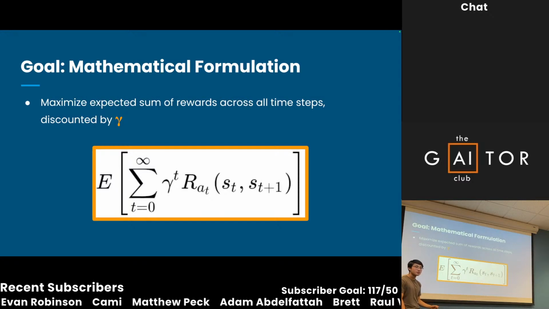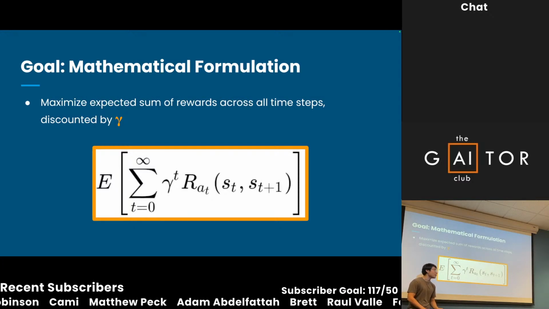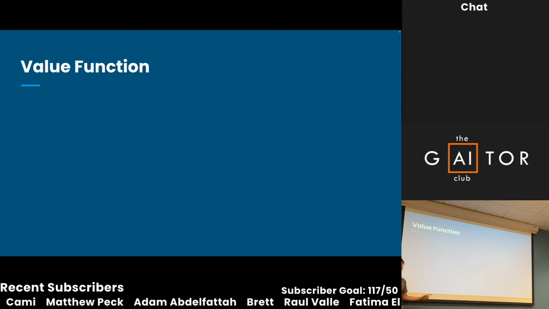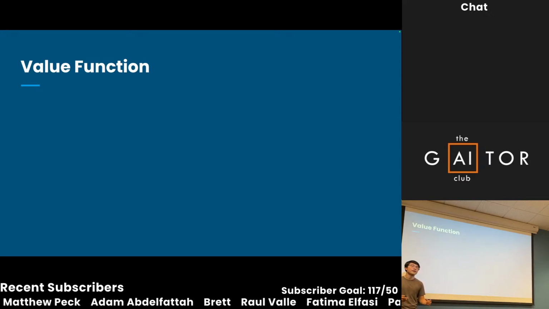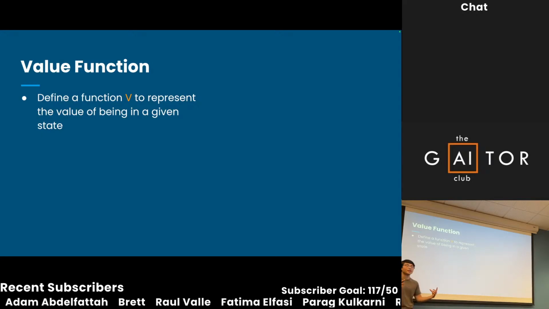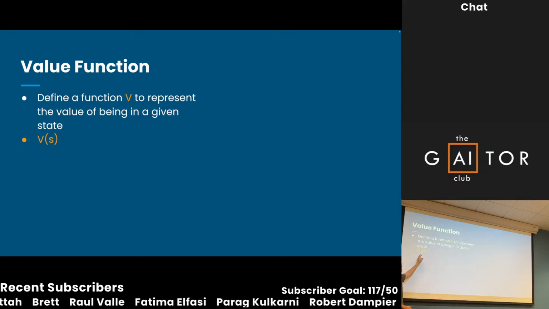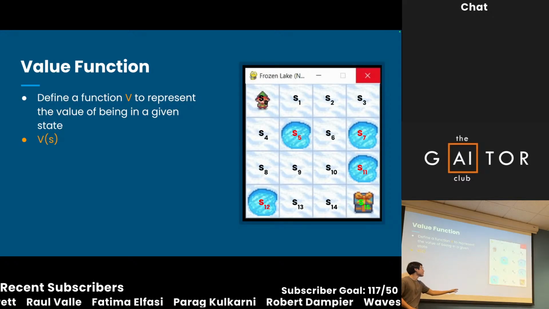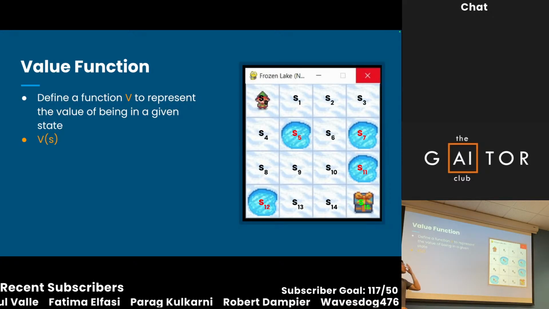Any other questions? Cool. So now let's move on to the value function. The value function is something we're going to define as the value V of a given state. So it's literally a function V that operates on a state s. It's that simple. So let's take an example of a game.